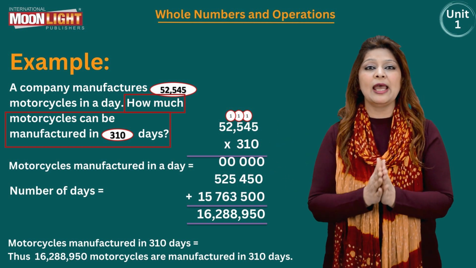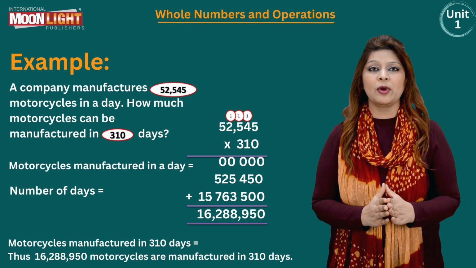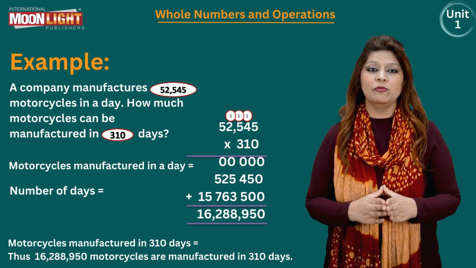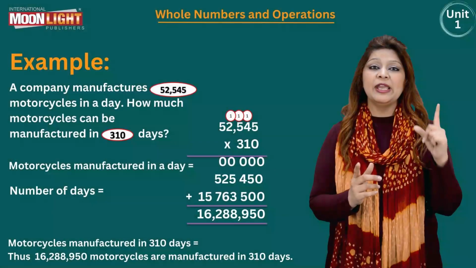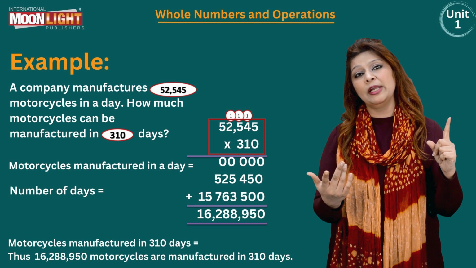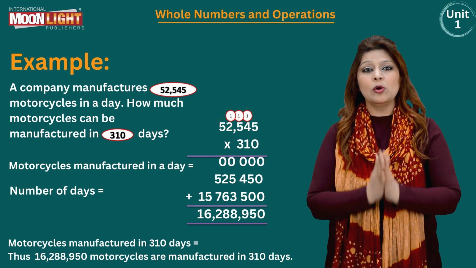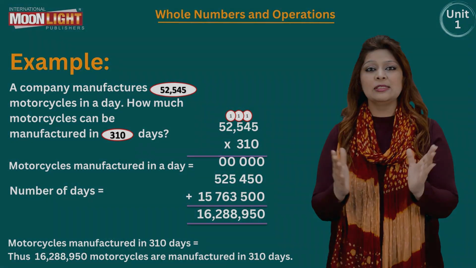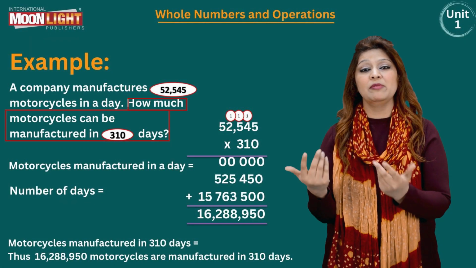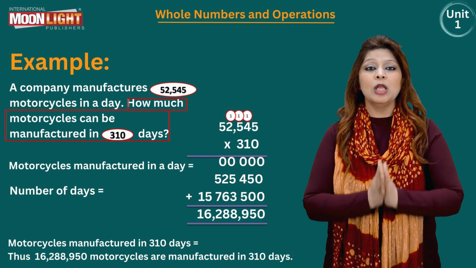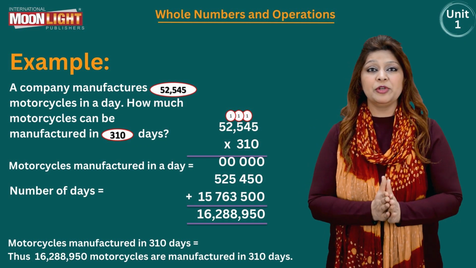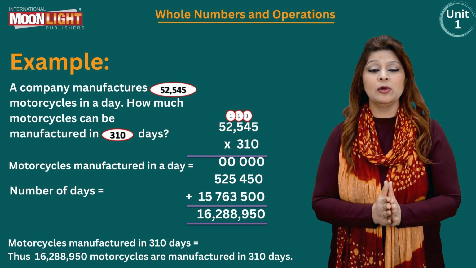This is telling me that this is a multiplication word problem because of this phrase. We have the 1 day amount and we are going to find out the 310 days amount. It means we are going to multiply, because of the phrase how many motorcycles can be manufactured. Now I am going to rephrase the statements accordingly.